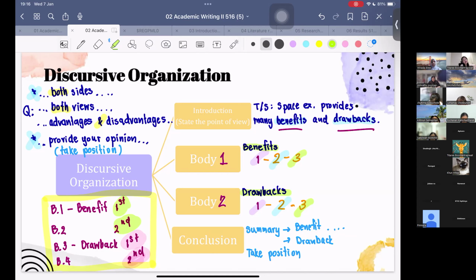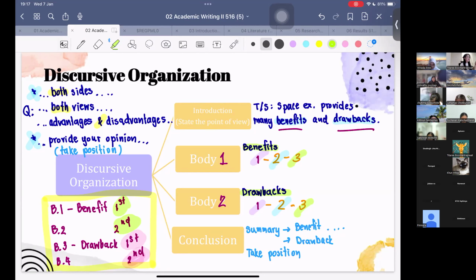So if you're using the yellow box here, you will end up with 6 paragraphs in total. Intro, benefit 1, benefit 2, drawback 1, drawback 2, and the last one, paragraph 6, would be the conclusion. Which one are you going to select? Up to you. There are no right or wrong things.